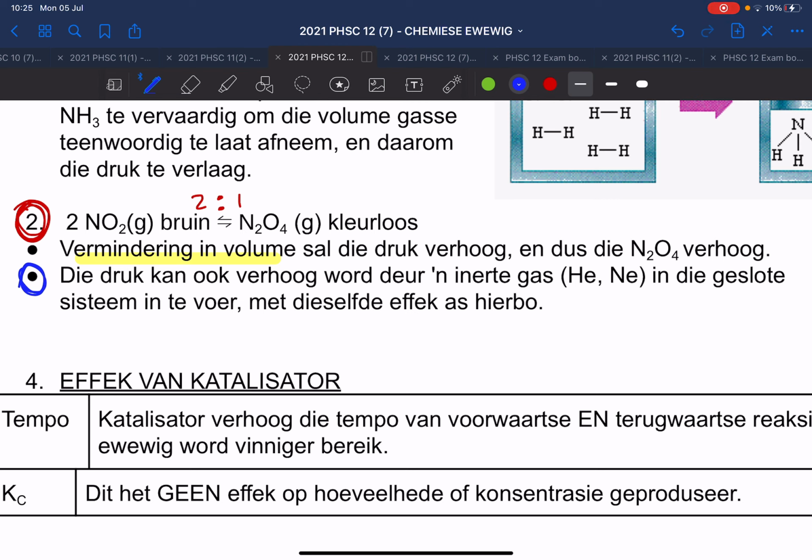Okay. And that type of gas, or something you can add, is most of the time a noble gas that does not react. Okay, so we can also increase the pressure by adding a noble gas that does not react. By adding a gas, it will have the same effect. It will make the space less. As jy nog 'n gas insit, dan maak hy die plek minder. So it's like increasing the pressure. Maak die druk meer. Okay.